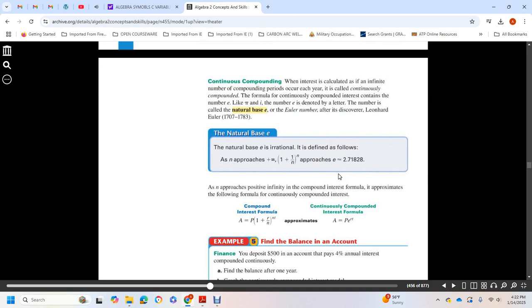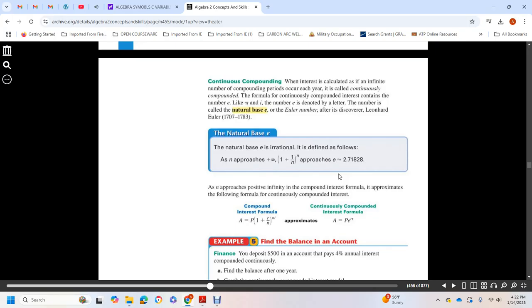Continuous compounding: when interest is calculated as if an infinite number of compounding periods occur each year, it is called continuous compounding. The formula for continuous compound interest contains the number e, like pi, an irrational number. The number e is denoted by a letter and is called the natural base e, or Euler's number, after the discoverer Leonhard Euler. The natural base e is irrational and is defined as follows.